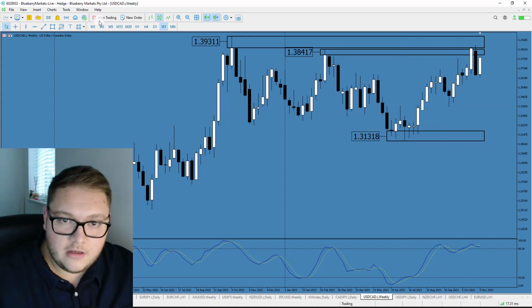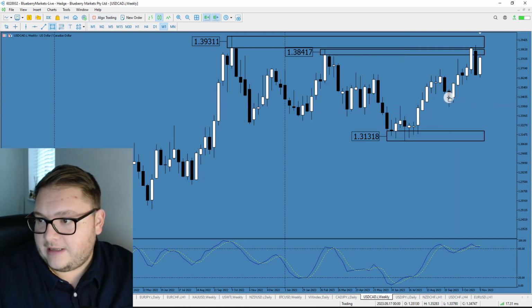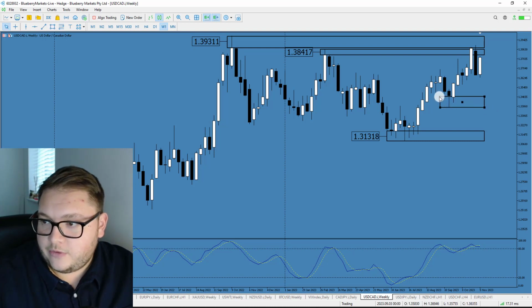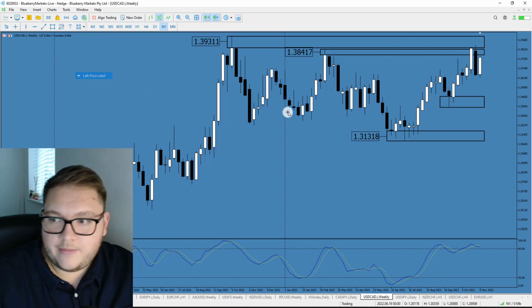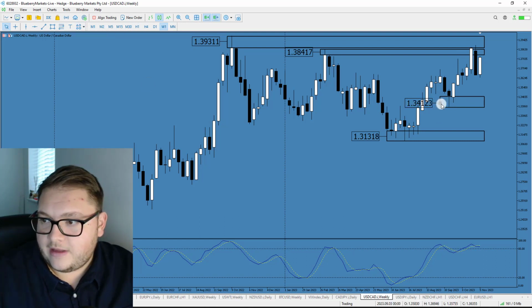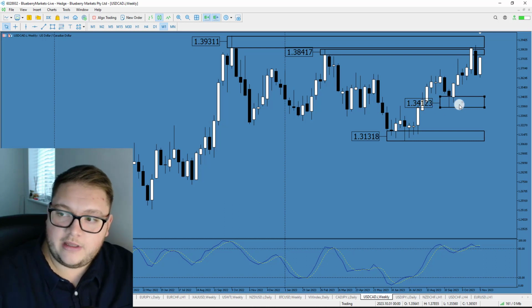Another level of support would be down in this area, right? We can see that price came into this point, found support and moved to the upside there. So again, I'm just going to grab a label. We're just going to put a level on there, which is around about the 134 handle.